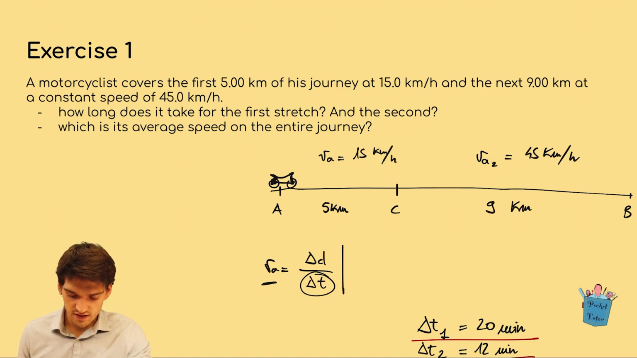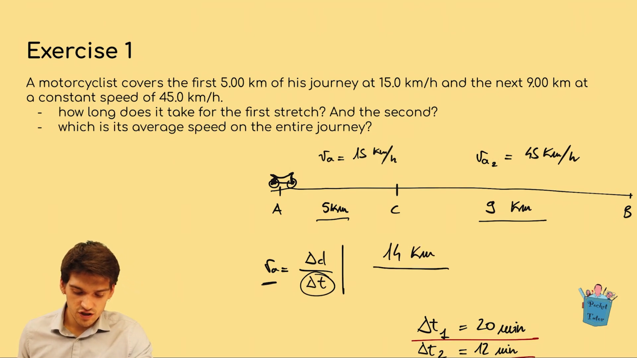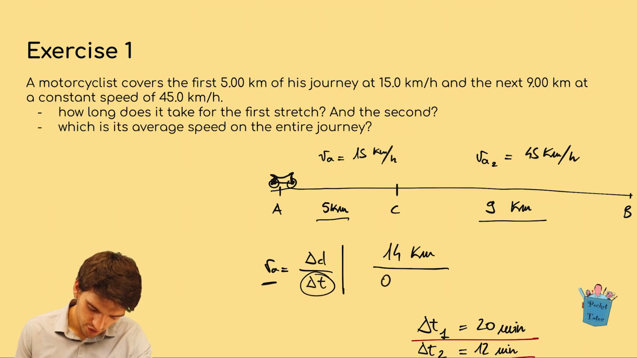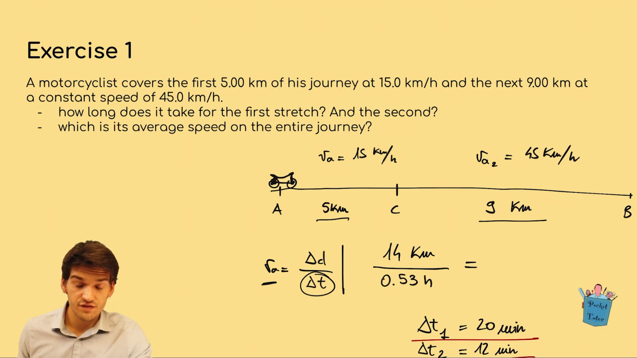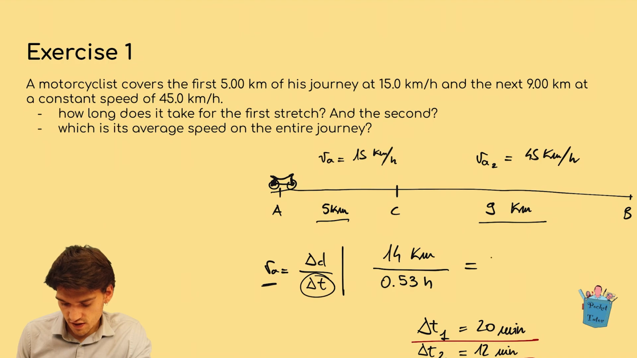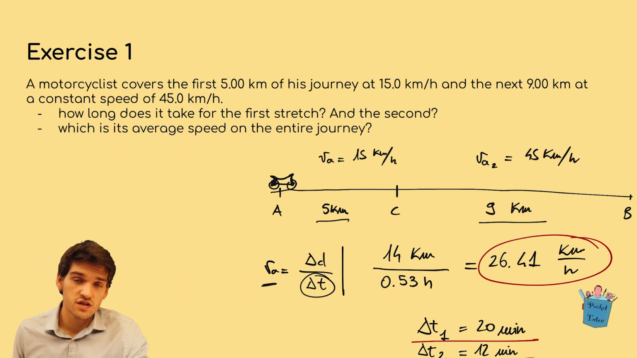So the total distance is 9 kilometers plus 5, so 14 kilometers total, divided by the total time needed to travel that distance, which is 20 minutes plus 12 minutes. That is 32 minutes, or 0.53 hours. So the average velocity of the entire journey is given by this ratio and is equal to 26.41 kilometers per hour. And this value of the average velocity replies to the second question.